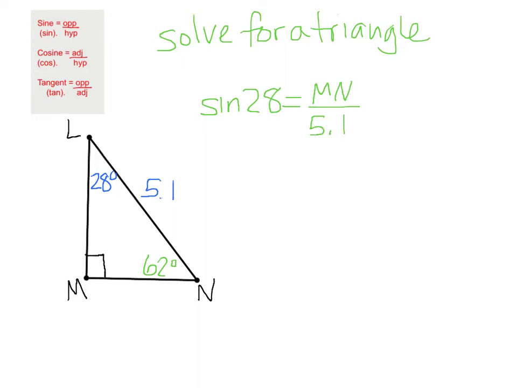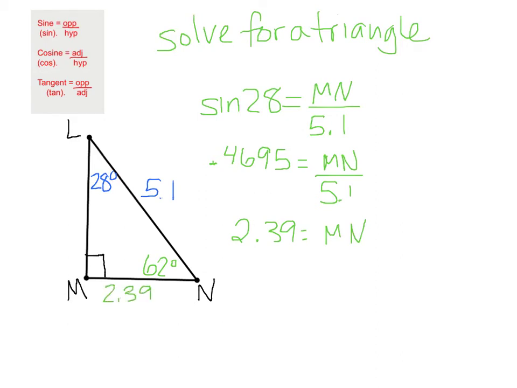If you remember the instructions from before, we're now going to evaluate the function on our calculator and round it to 4 decimal places. So we're going to get this. And now we're going to multiply that by 5.1 on both sides, so we end up with 2.39 is equal to MN. Okay, now we had to round here. To get LM, you may either do another trig function or the Pythagorean theorem. Another trig function is going to be the easiest one to use right now.